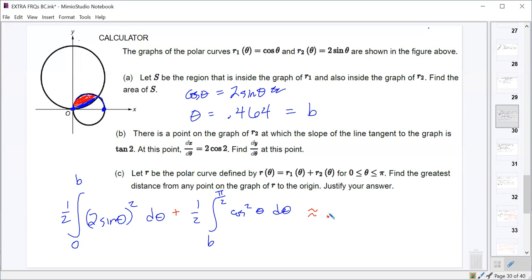Looks like it comes out to be 0.240. Everybody good with that? Okay. All right.